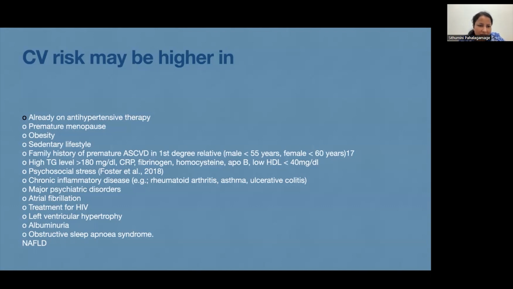So these factors can affect cardiovascular risk but are not measured in our CV risk score: premature menopause, obesity, sedentary lifestyle, family history, triglyceride levels, and stress, chronic inflammatory disease like SLE and rheumatoid arthritis, major psychiatric diseases, atrial fibrillation, patients with HIV, and left ventricular hypertrophy. Several of these things can affect the CV risk.